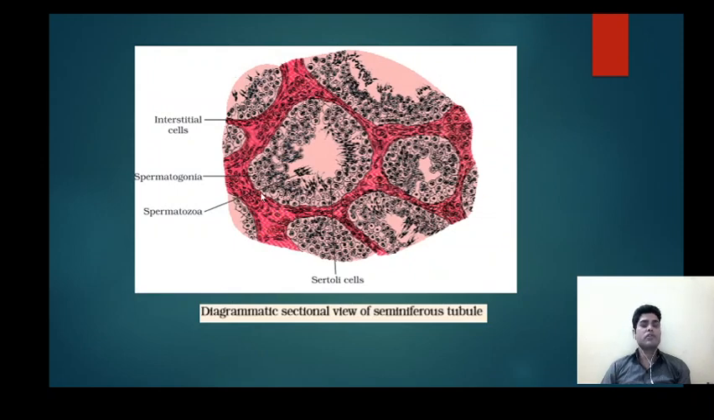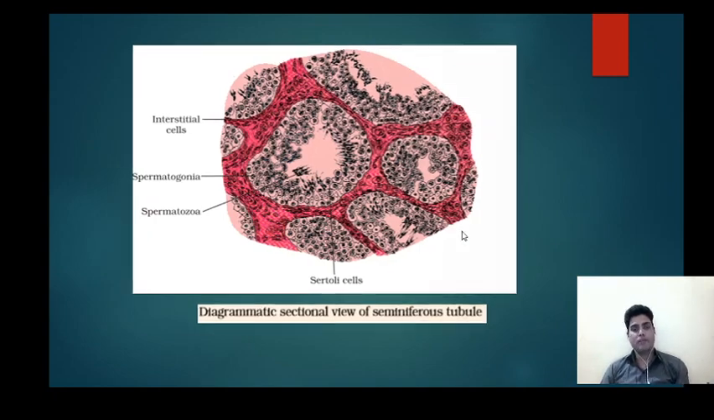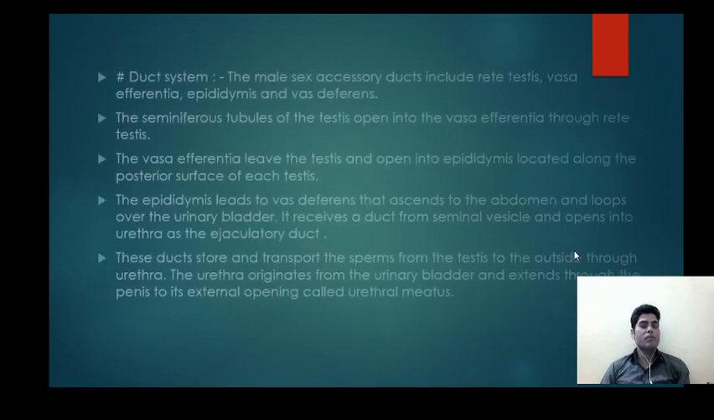So this is the structure of a seminiferous tubule, and these are the seminiferous epithelium, which consists of blood vessels and the interstitial or the Leydig cells, and these interstitial cells are responsible for production of androgen. And the androgen most commonly found in males is testosterone, and it is the principal hormone of the male reproductive system. So this is about the seminiferous tubule structure.